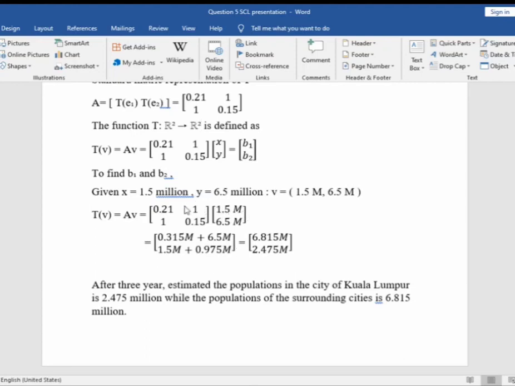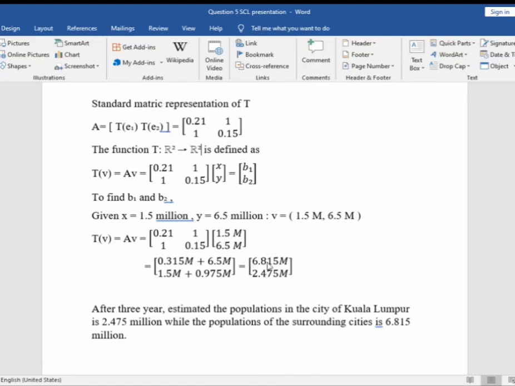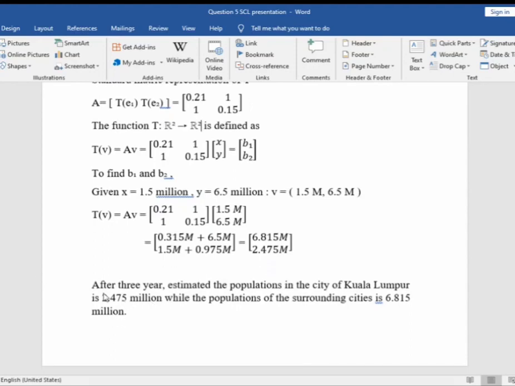Here we multiply 1.5 with the first column plus 6.5 with the second column. So we get the answer, which is B1 equals 6.815 million and B2 equals 2.575 million. So we can conclude that after 3 years, the population in the city of Kuala Lumpur is 2.57 million, while the population of the surrounding cities is 6.815 million.